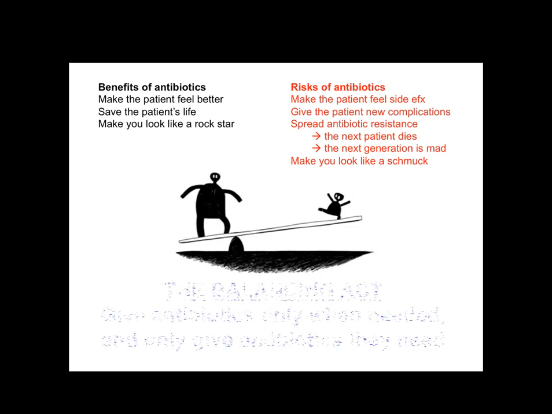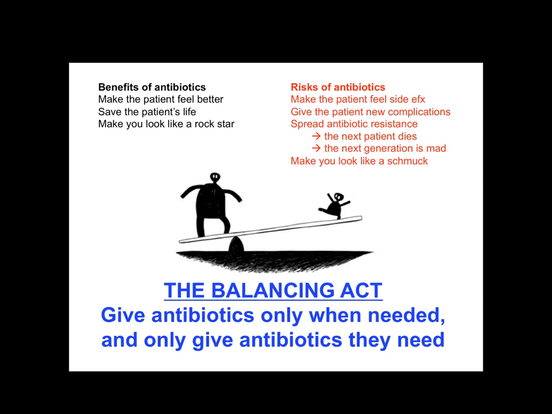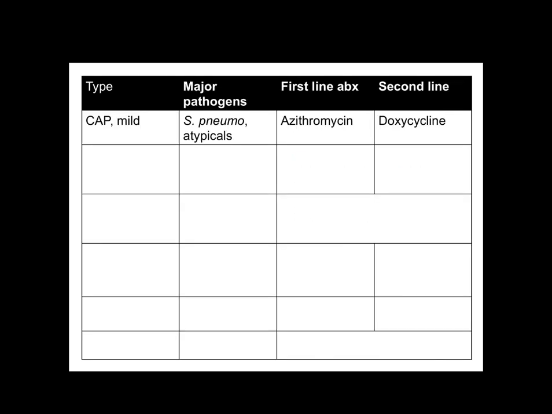So how do you balance this out? It's pretty simple. You only give the antibiotics when needed, and only give the antibiotics that people need. You don't want to give too big of a gun for somebody who's not that sick or not susceptible to having a resistant bug, because it's wasted and you really essentially only get those risks. So how do you do that in pneumonia?